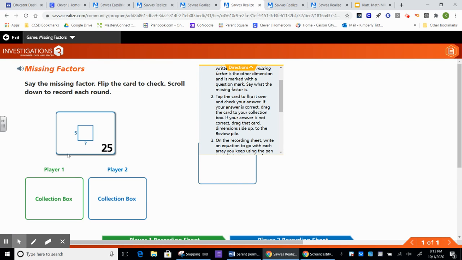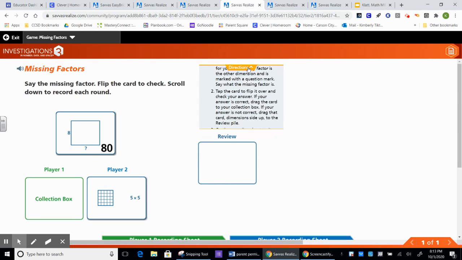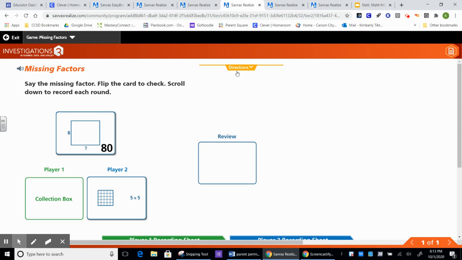Now, one thing I noticed is this is a perfect square. And what do you know about perfect squares? That's right, all the sides are the same length. So the missing number must be 5. 5 times 5 equals 25. And if you get it correct, you want to go ahead and move it over to your collection box. If you're playing by yourself, you can just choose if you're player 1 or player 2, and then the next card pops up. So keep playing until you know them all.